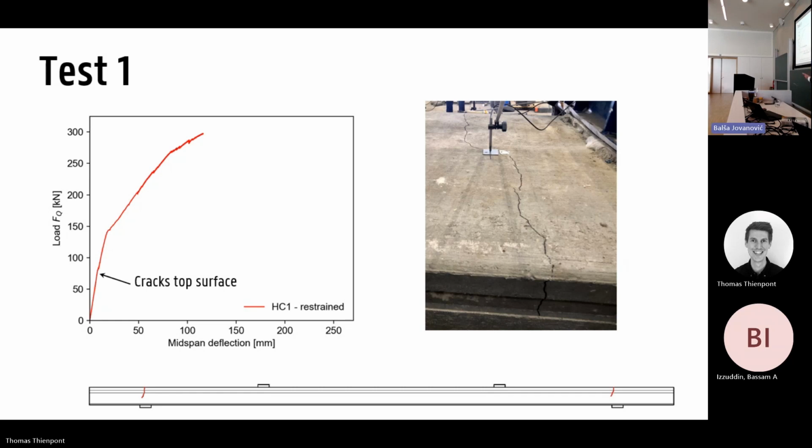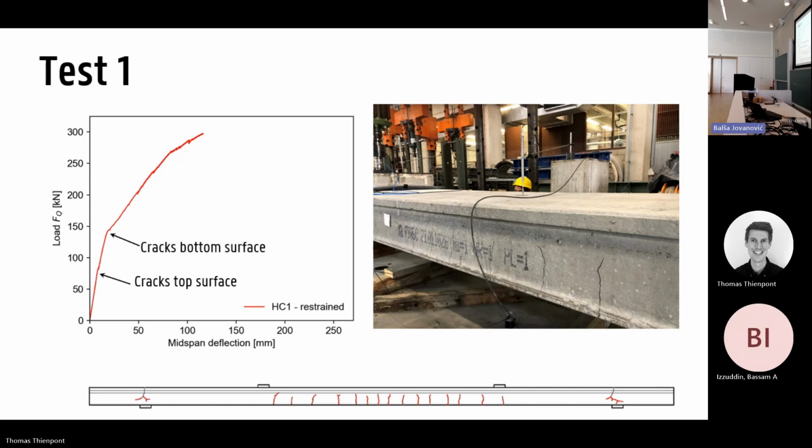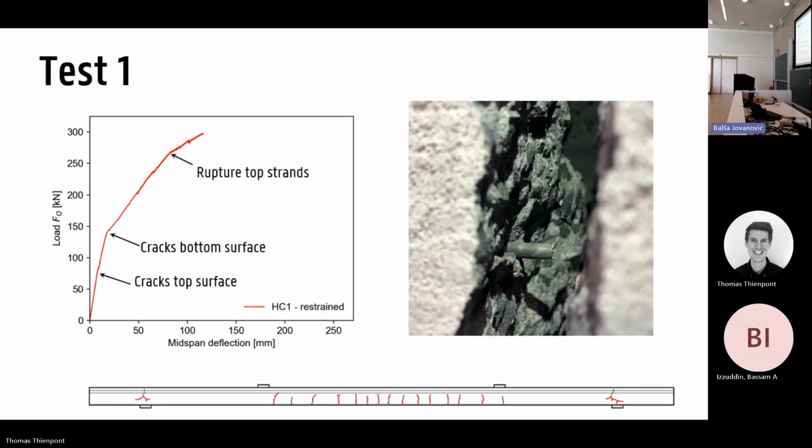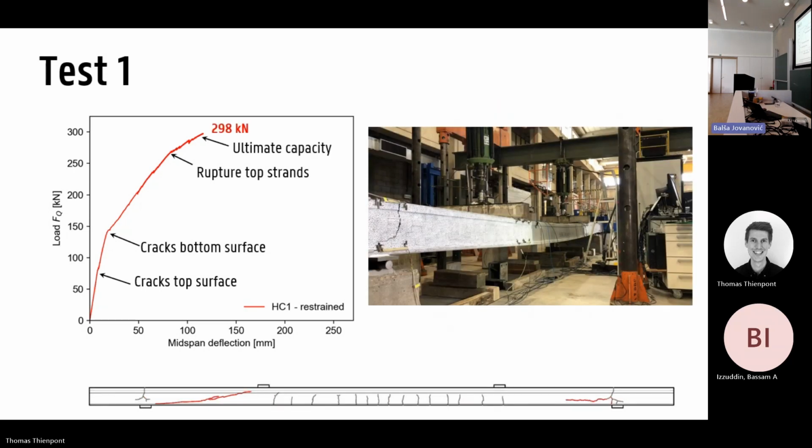And then we increase the load further, and we also get cracks at the bottom surface. Again, this was expected. And then after increasing the load quite a bit more, we had a rupture of the reinforcement at the top of the slab, again at these locations at the supports. And then eventually, at 298 kilonewtons, we reached the ultimate capacity. And I will show you the failure in real time. You will see it was very sudden and very abrupt.